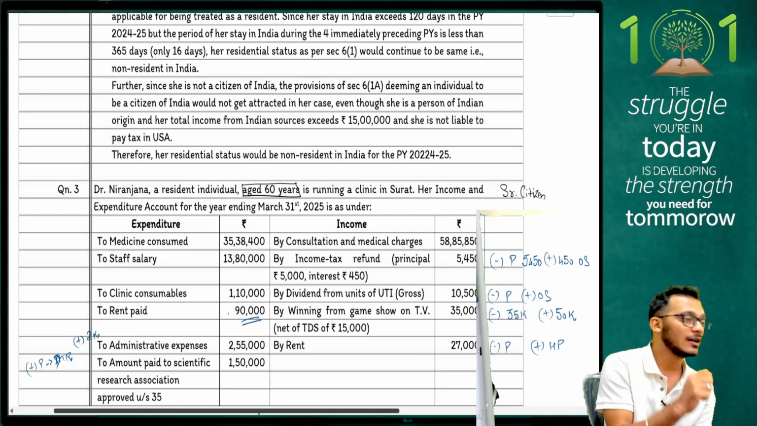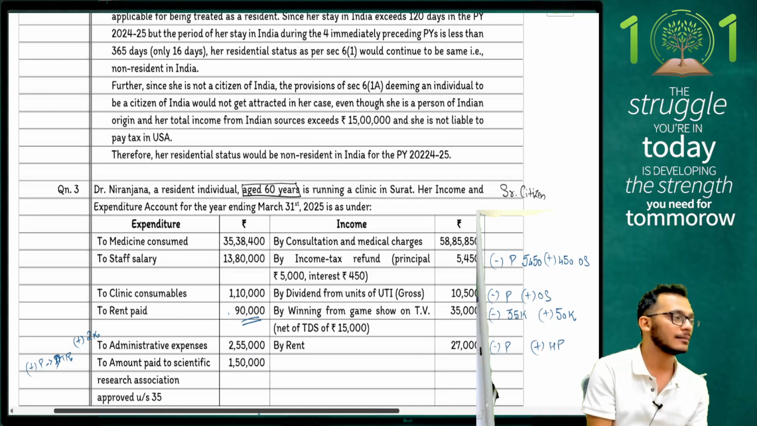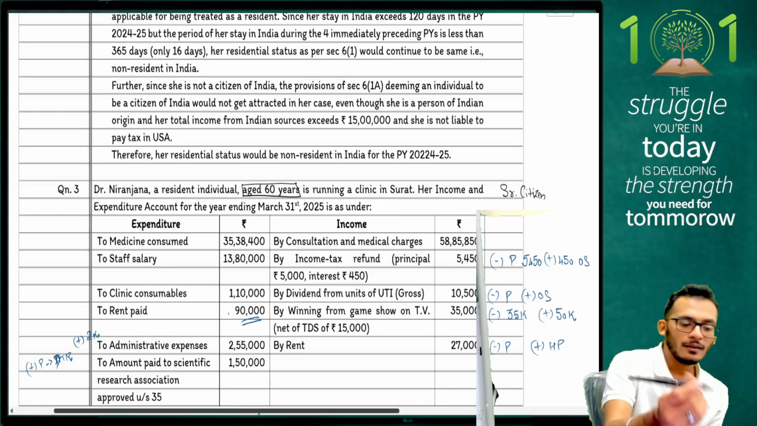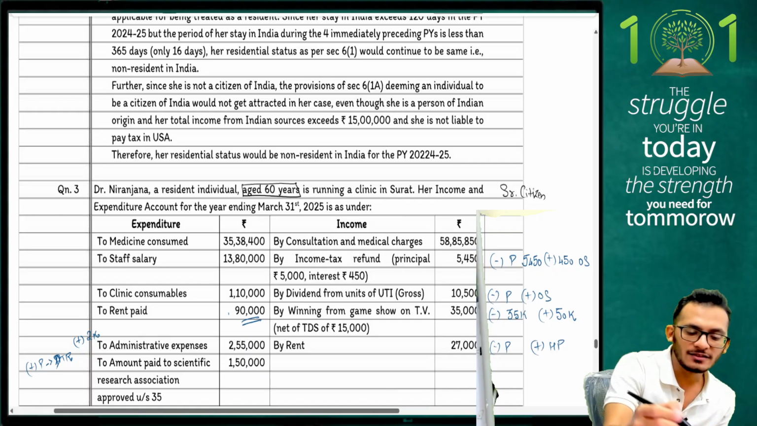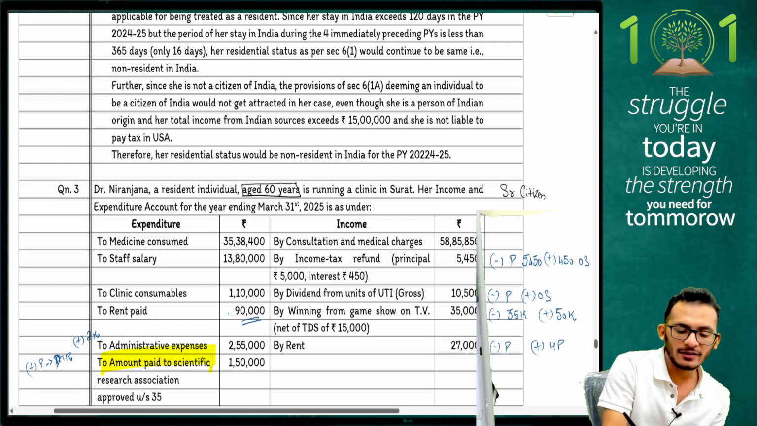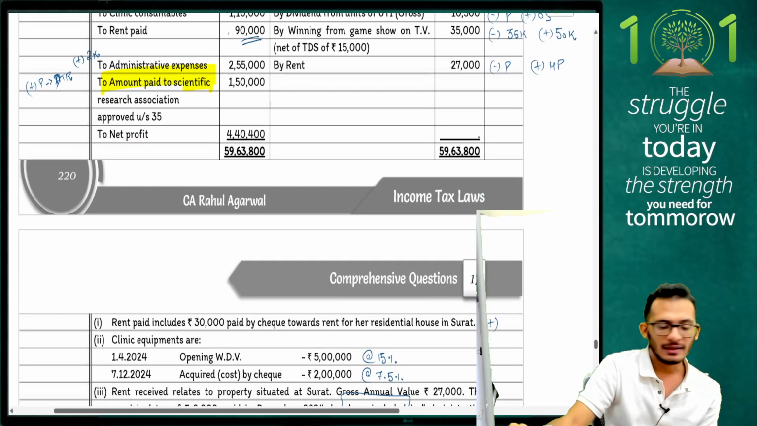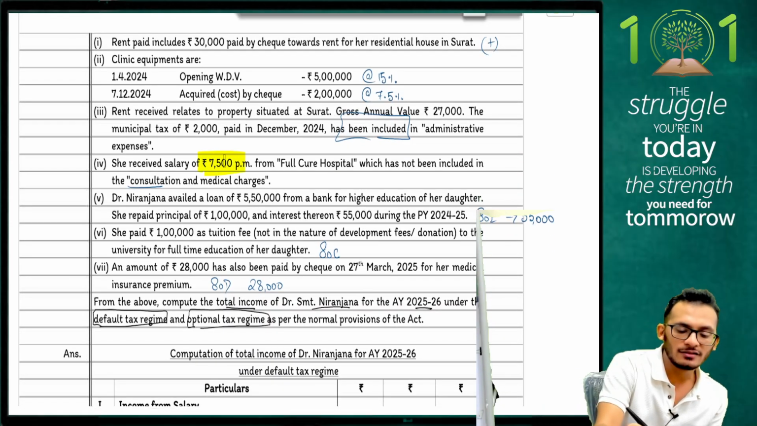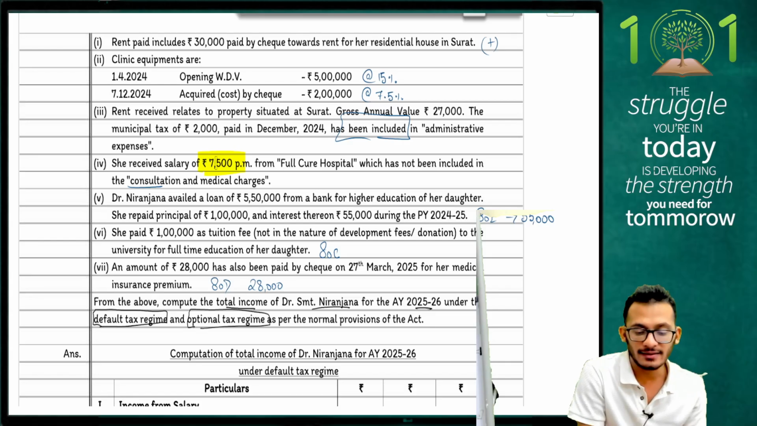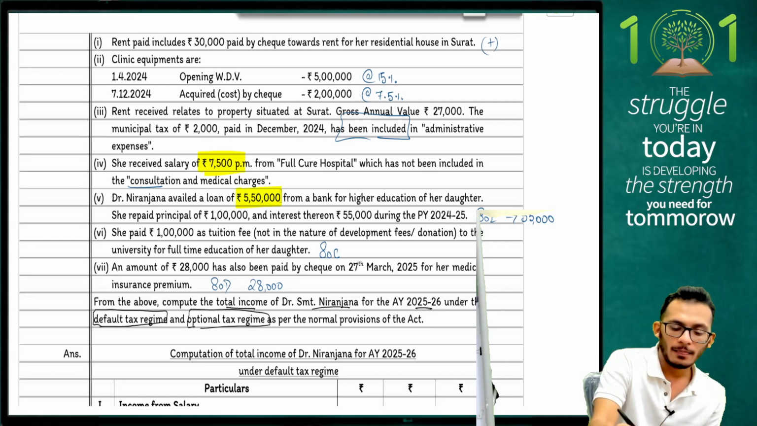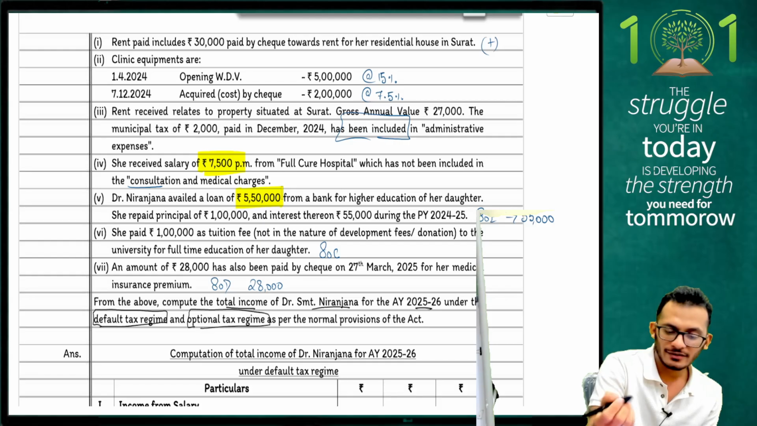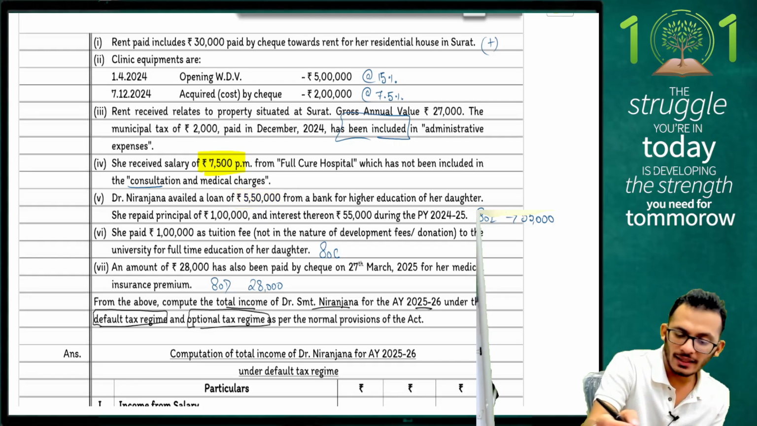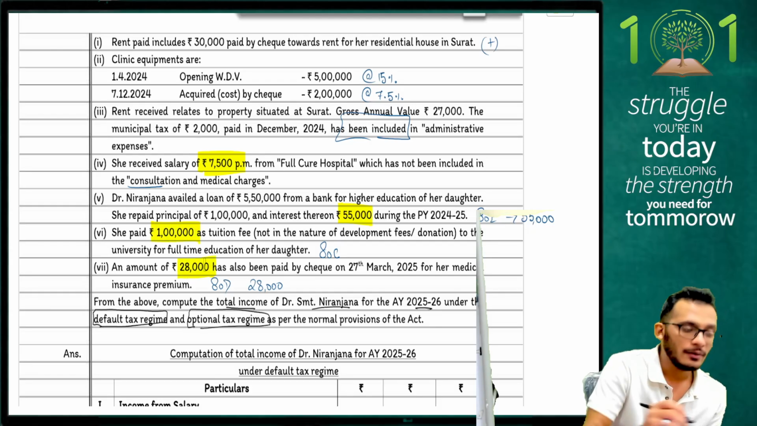This is what ATR shows. Now tell me, what and all changes will I make in DTR? First of all, salary: no claim of scientific research. Next change, salary: the standard deduction on this will become 75,000. Next, no claim for 55,000. No claim for 1 lakh rupees. No claim for 28,000 rupees.